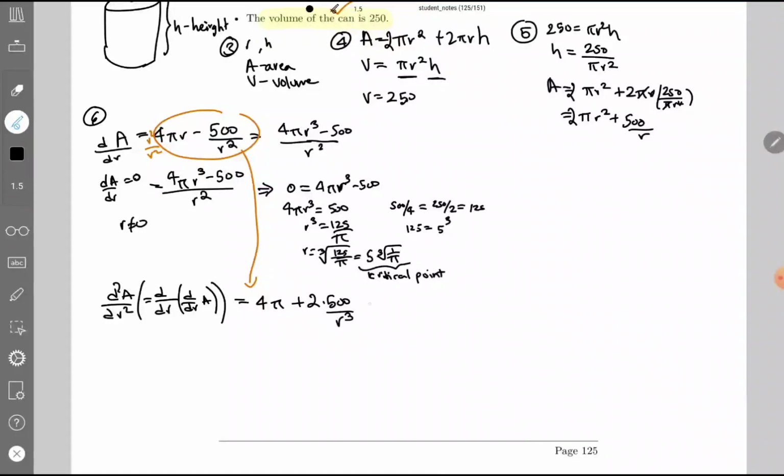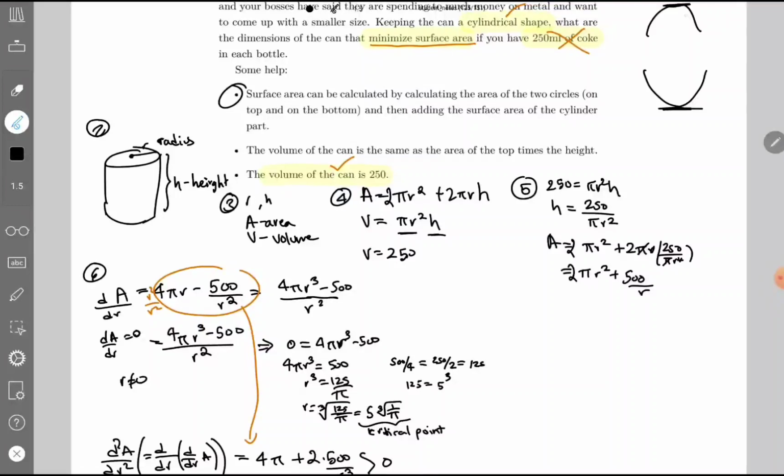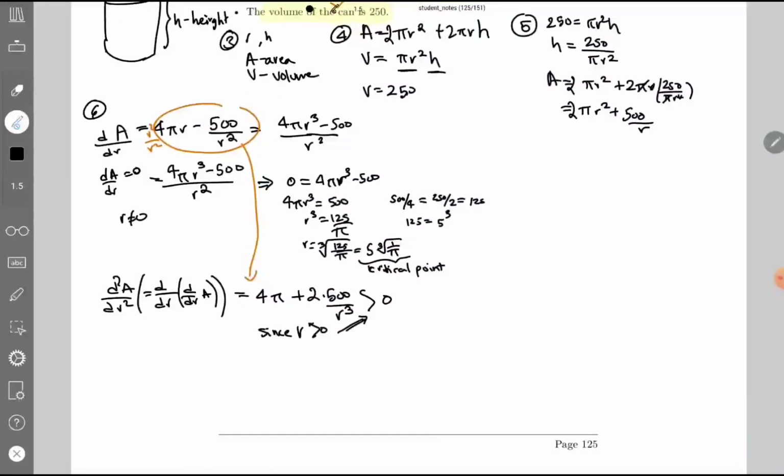And notice how in this case, since r cannot be a negative number, since r is greater than 0, this implies the second derivative is always greater than 0. And that means we always have a concave up function. So our function does look exactly like this and not like that. And so we do know that this is our critical point, and that implies that we're going to have a minimum here. So this actually gives us our minimum value.